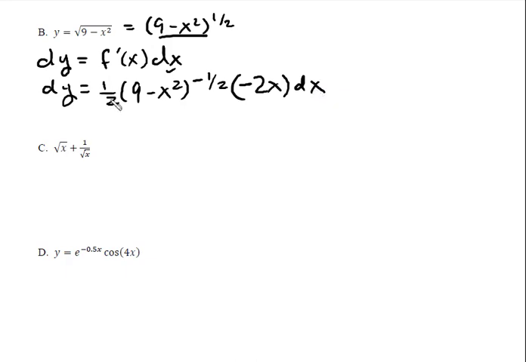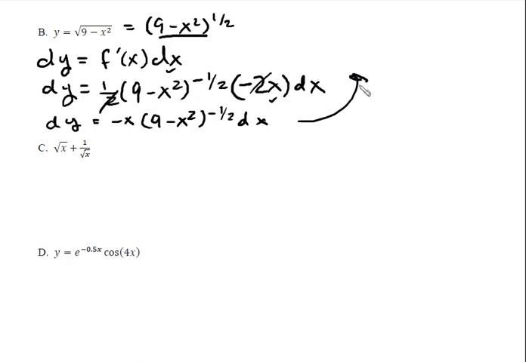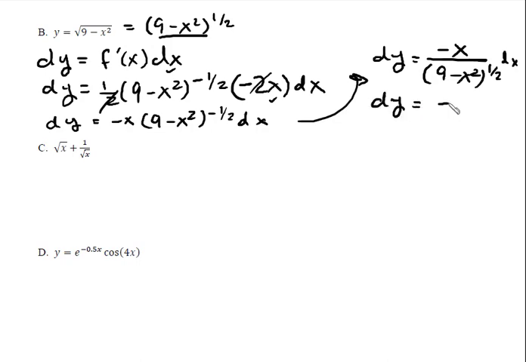Alright, so now we know that 2 cancels with this 2. So dy is equal to, now we have negative x over here, so we have negative x times 9 minus x squared to the minus 1/2 dx. So this is going to end up being dy equals negative x over 9 minus x squared to the positive 1/2 dx, or dy is equal to negative x over the square root of 9 minus x squared dx.